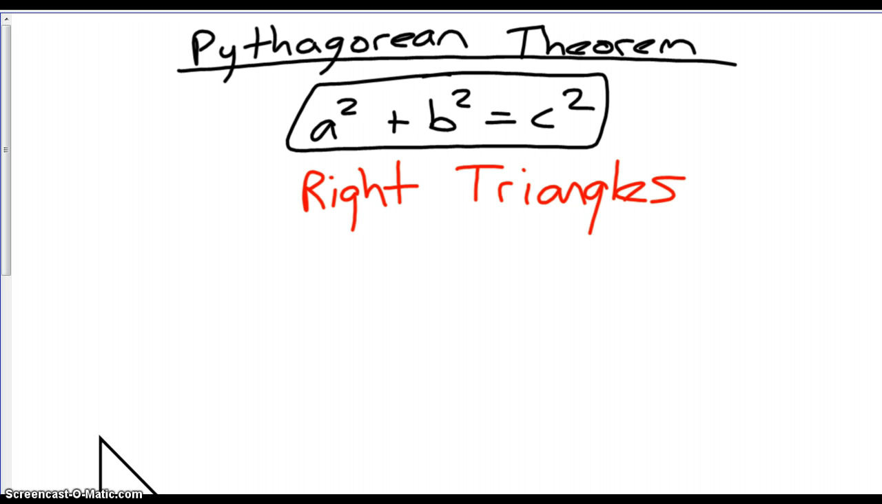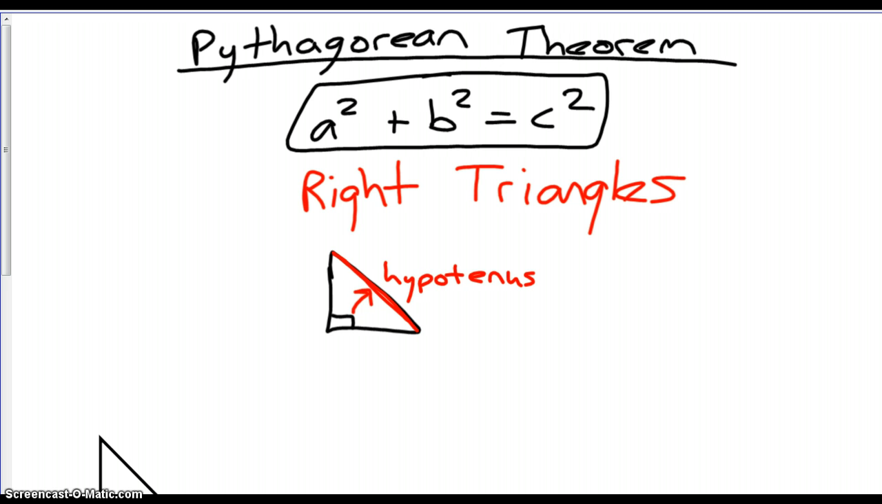And the whole reason that it's used in the first place is if you know two of the sides of your right triangle and you're trying to figure out the third side. So you can always use this theorem to do that. Okay, so right triangles obviously then will have a right angle. And the longest side of a right triangle is always the opposite side of that right angle. And that is the hypotenuse is what they call that.